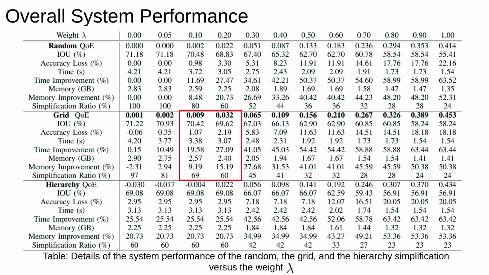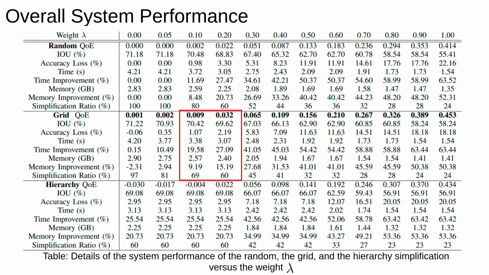This table tabulates the details of the overall performance of Slimmer. We show for each simplification method the QE value, the system accuracy, the accuracy loss, the system inference time, the inference time improvement, the memory usage improvement, and the optimal simplification ratio. We change the weight lambda from 0 to 1, where 0 means that we only care about the accuracy, and 1 means that we equally treat the inference time improvement and the accuracy loss.